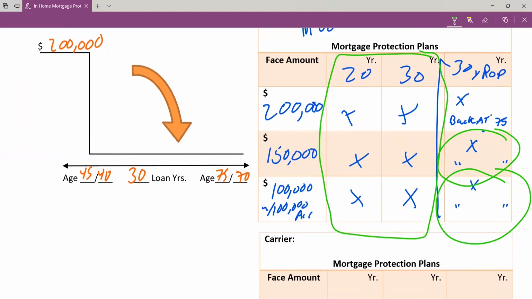So if you see me post in those chats, where you see the KC Life 100,000, 100,000 accidental ROP options, this is how I usually get them. I know that they like the idea of return of premium, but they don't like the price of almost double the pricing for the whole entire amount. But they do like the sense of the 100-100. Some are like, well, that's $100,000 of coverage and 100,000 accidental. How does that cover the whole entire mortgage?